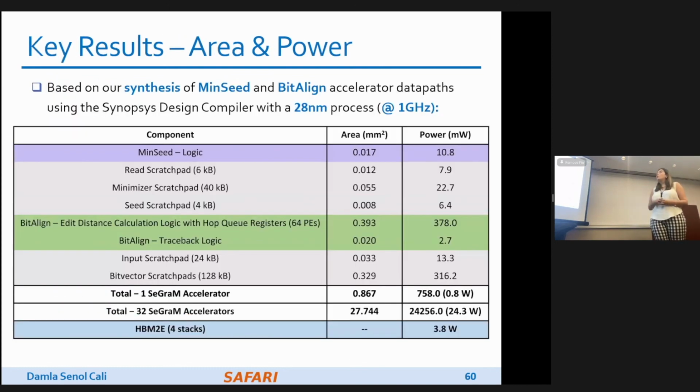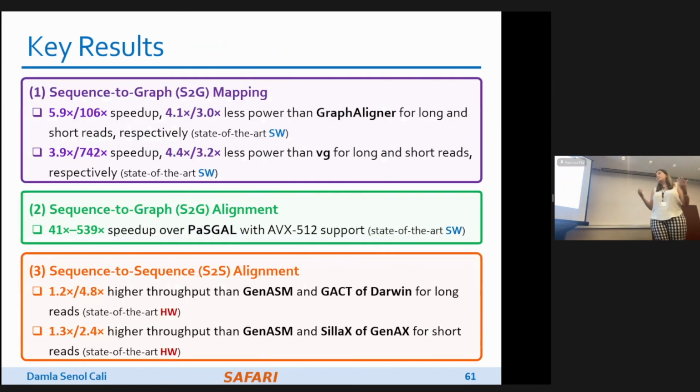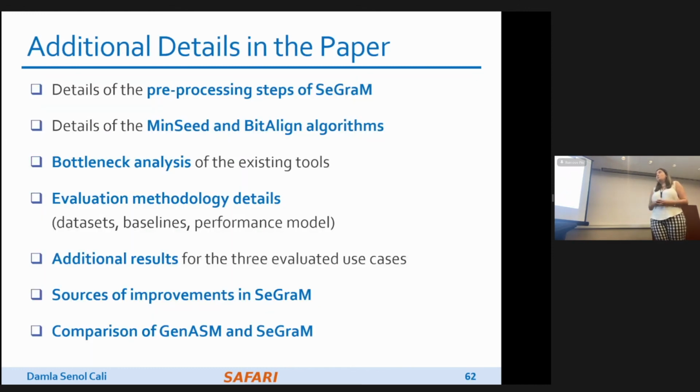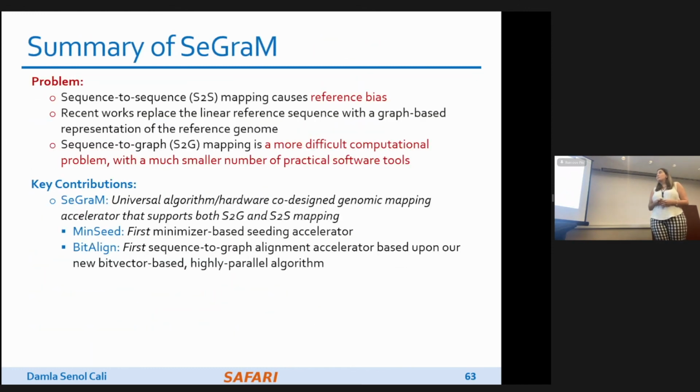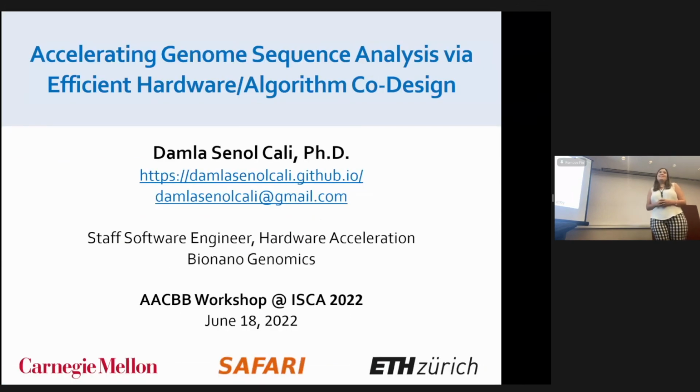We evaluate all of these use cases with the baseline tools and reveal that SIGRAM or BitAlign can increase the throughput for all of the baselines. And also, when we have the power information, we can decrease the power consumption with SIGRAM as well. There are many more additions in the paper, which I couldn't include today in my talk. Here's our paper. And very last sentence, we will be releasing our software implementations and also the data sets we use on our GitHub page soon. Thank you.